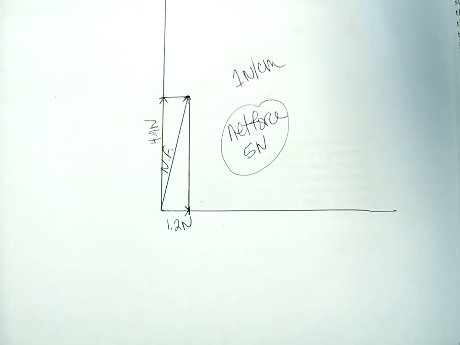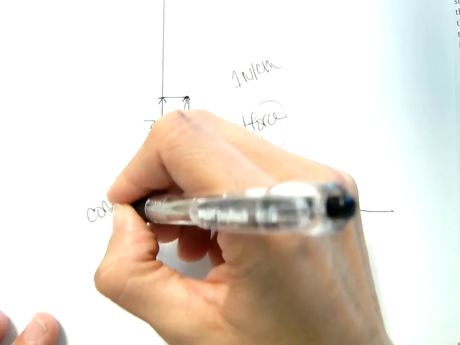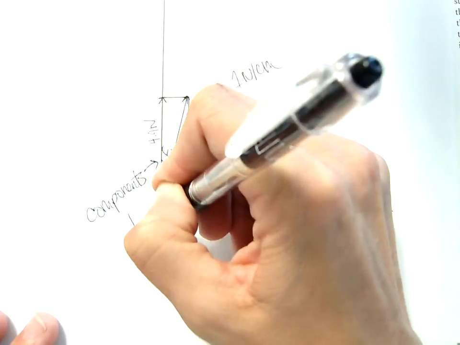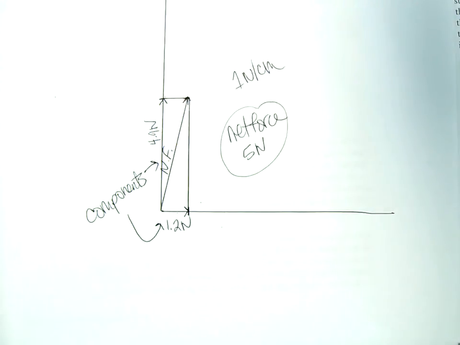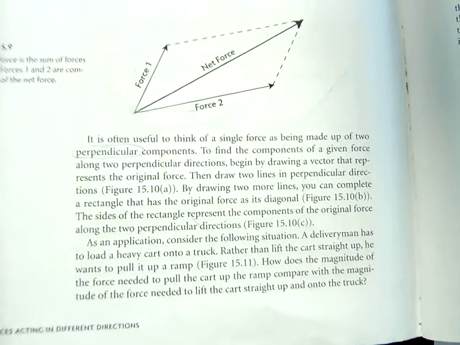So that is how we work backwards using the parallelogram method. And again, these two are called components. So the two components combine to form the net force. And so that's how we figure that out working backwards.